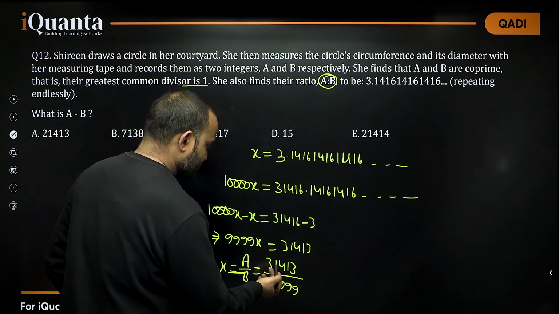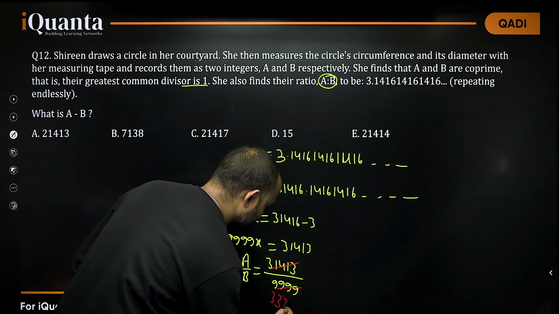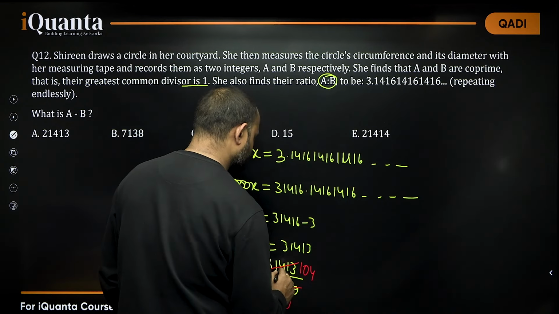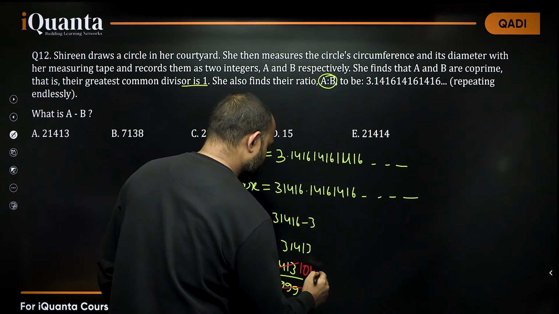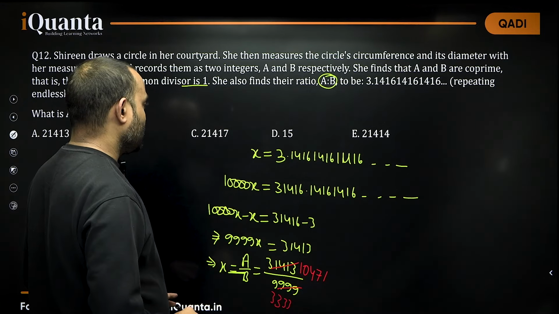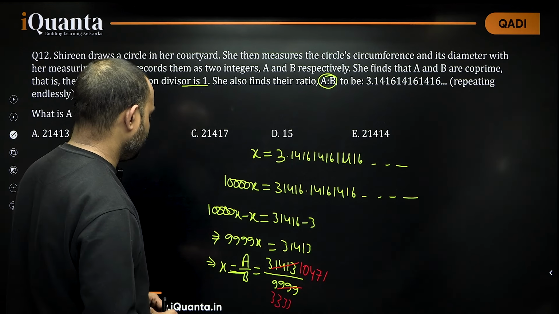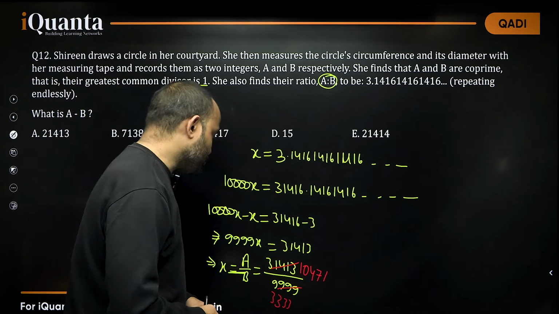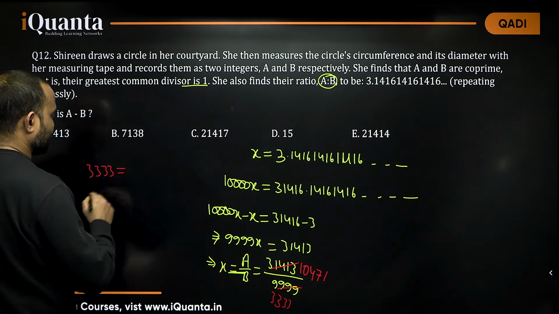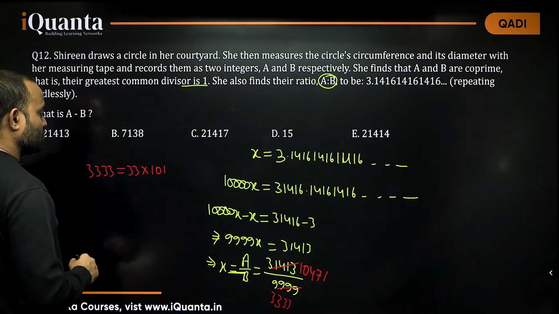So 6 plus 6, 12, divisible by 3. First let's divide this by 3. And this will be 3 times 1, 0, then 4, 2, 1, so 10471 and 3333. Okay. Now we need to find what is A minus B, right? Are these two numbers co-prime? Let's check. What is 3333? This I can write as 33 into 101, right? So 101 is a prime number.